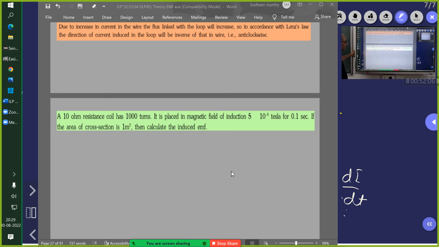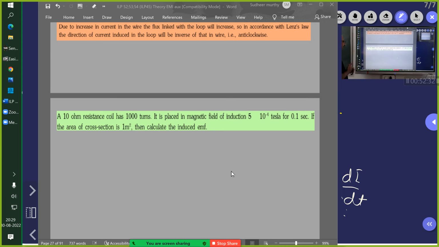Okay. A coil of 10 ohms resistance is placed in a magnetic field of induction so much Tesla. 1 Tesla is what? 1 Weber per meter square. Correct now? Keep that in mind. So magnetic induction means B. It is placed in the magnetic field for 1 second. If the area of cross section is 1 meter, then calculate the induced EMF.